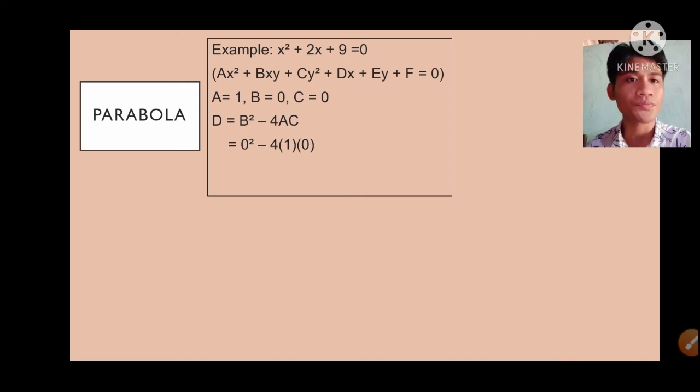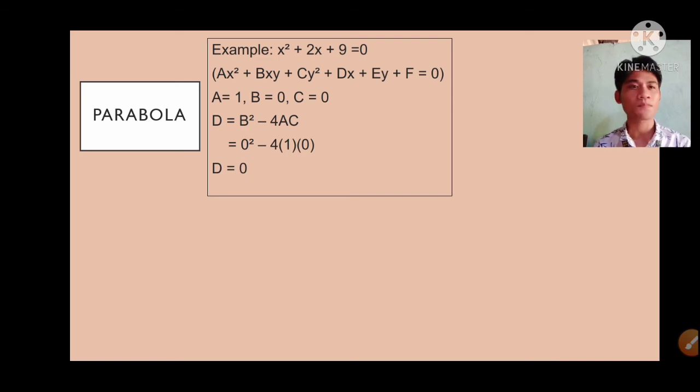So as we multiply 0 by itself, it will be equal to 0, and then negative 4 times 1 would equal negative 4. But if we apply multiplication between negative 4 and 0, then it would be equal to 0. 0 minus 0 is 0. So it is understood that our d, or the discriminant, is equal to 0.